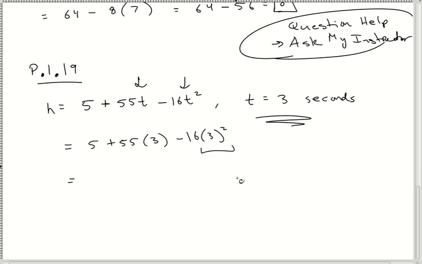I would say start with this guy first, not the 16, but the 3 squared makes a 9. You could also do this right here, 3 times the 55. I can't really remember what that is right now. But the point is that you're trying to do order of operations, and powers will come first, and then you got that multiply kind of thing.